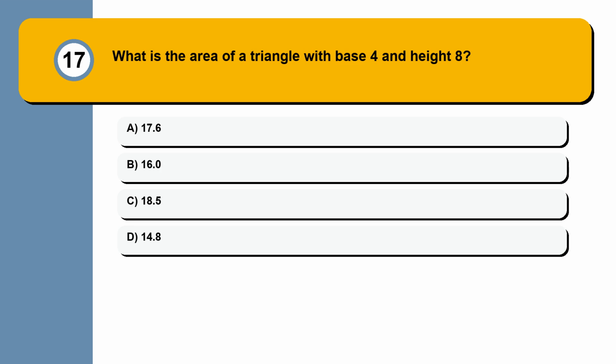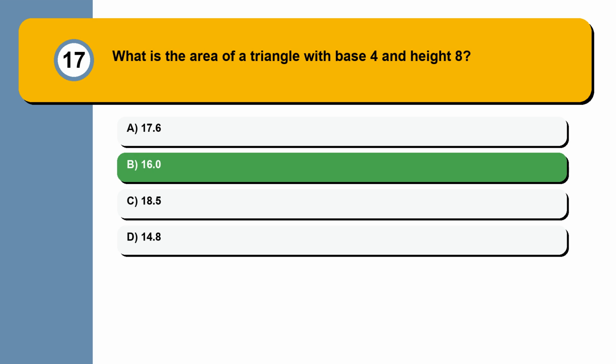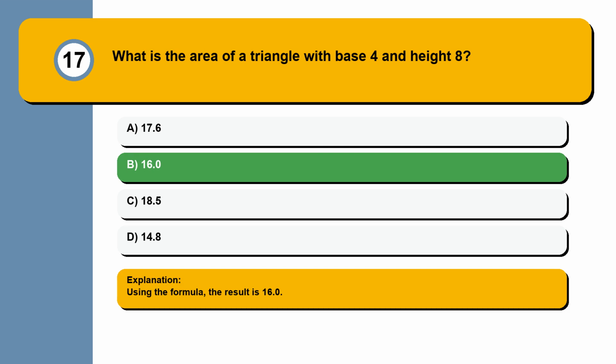Question 17. What is the area of a triangle with base 4 and height 8? 17.6, 16, 18.5, 14.8. Using the formula, the result is 16.